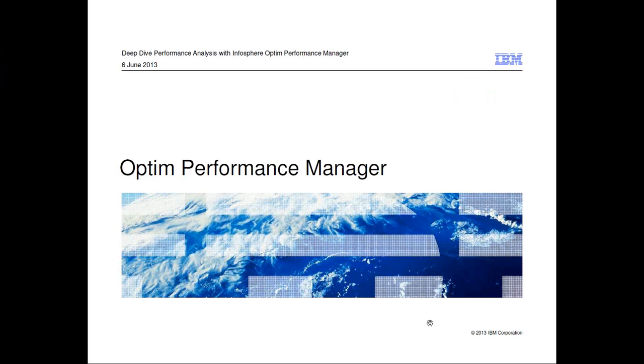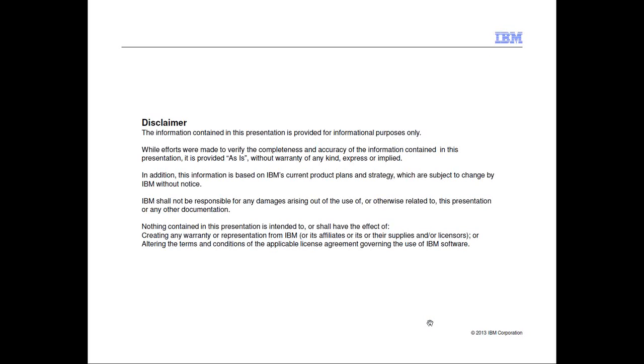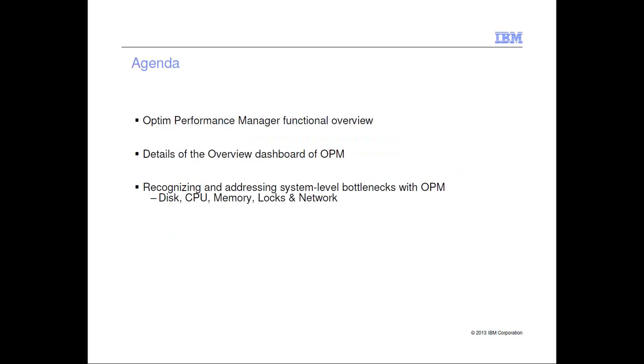The agenda for today would be to go through the functional overview of OPM and introduce you to one of the dashboards called the overview dashboard, which gives an overview of the performance of the databases. And then we'll look at how OPM, the different screens, the dashboards and the reports could be used in analyzing some of the system level bottlenecks. And majority of them are in the disk space or the CPU, memory, logs and networks side of things for the databases. So that would be the agenda that we'll be covering today.